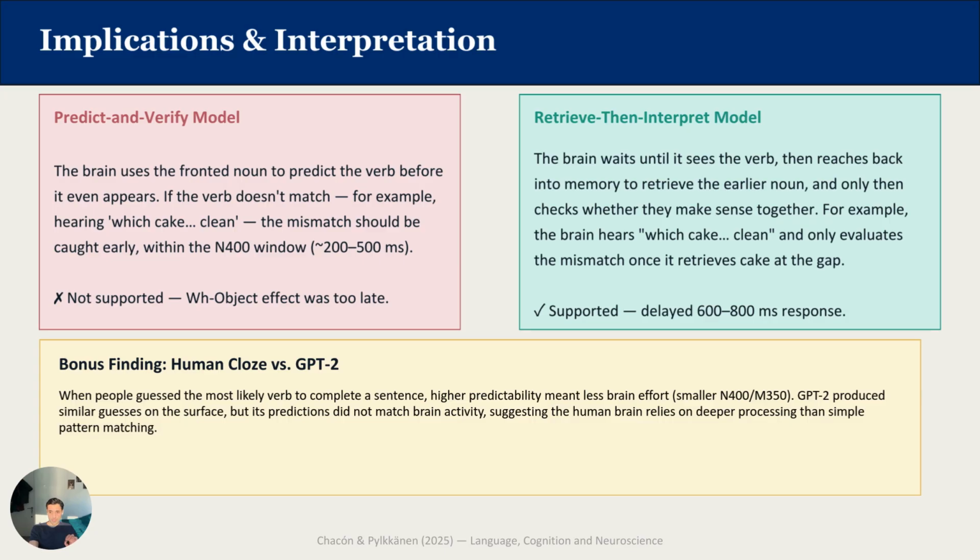However, the results support a retrieve then interpret model, which means the brain retrieves the earlier noun, which is the object, after it sees the verb. And this is explained by the late response that we see. The study also looked at human predictions compared to GPT-2 predictions. Human predictions actually match brain activity much better, suggesting that humans use deeper sentence structure when processing language.